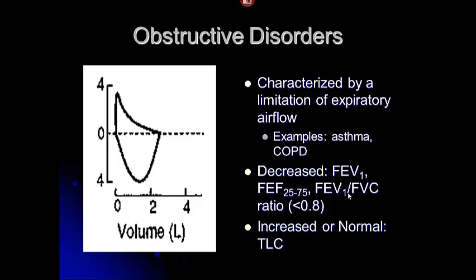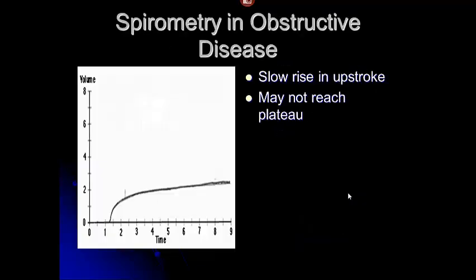You will look at the examples later. Again, imagine this as being expiration. So you would have a slow rise in upstroke that never reaches a plateau, and a prolonged expiration.